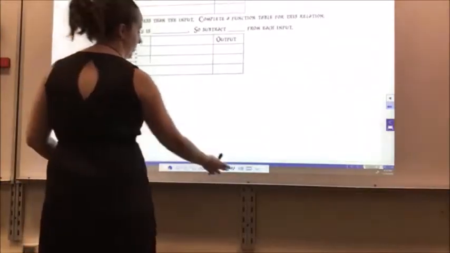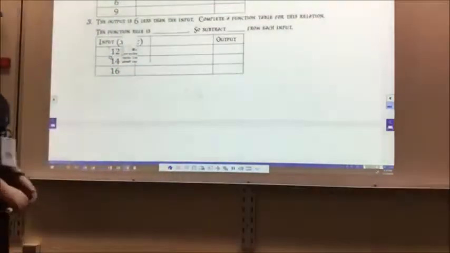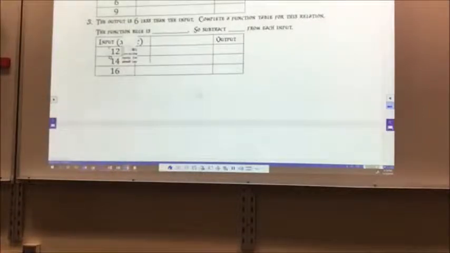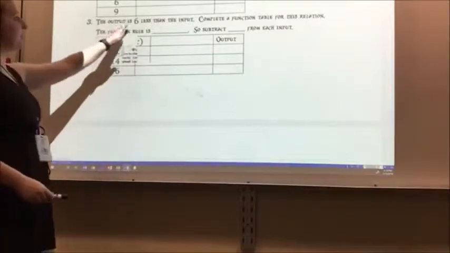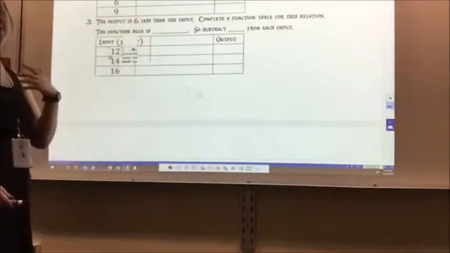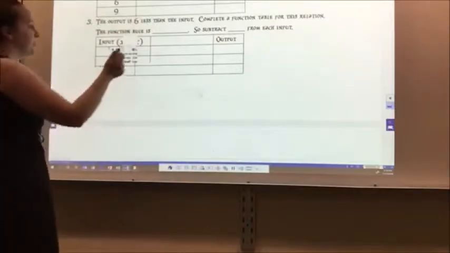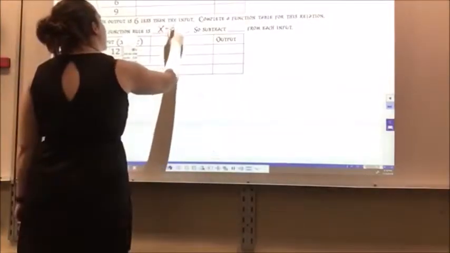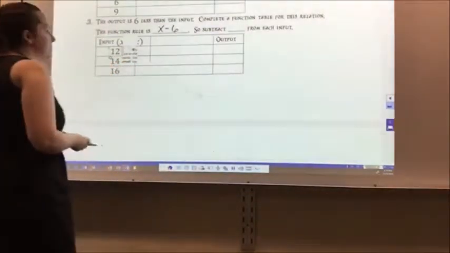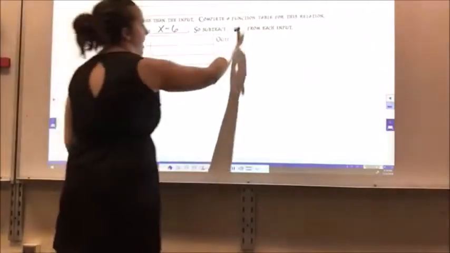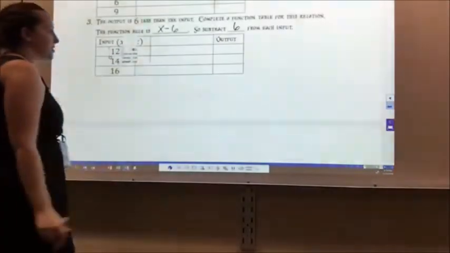All right, for number 3, we have the output is 6 less than the input. Complete a function table for this relation. The function rule is blank, so subtract blank from each input. So the output is 6 less than the input, so less than is subtraction. So I'm going to take x minus 6. That's my function rule. So I'm subtracting 6 from each input.